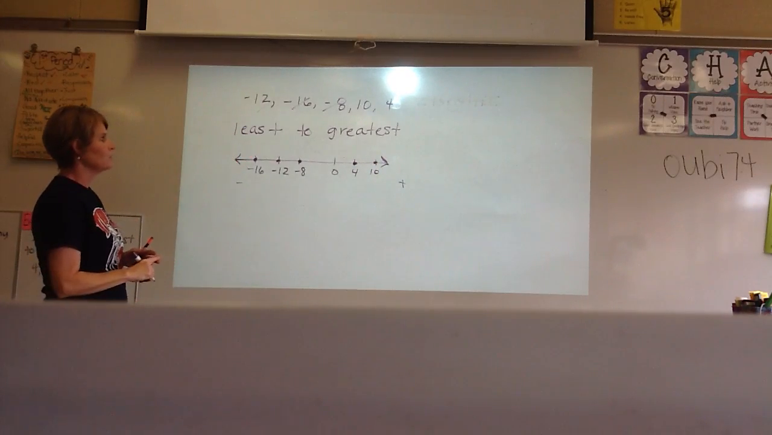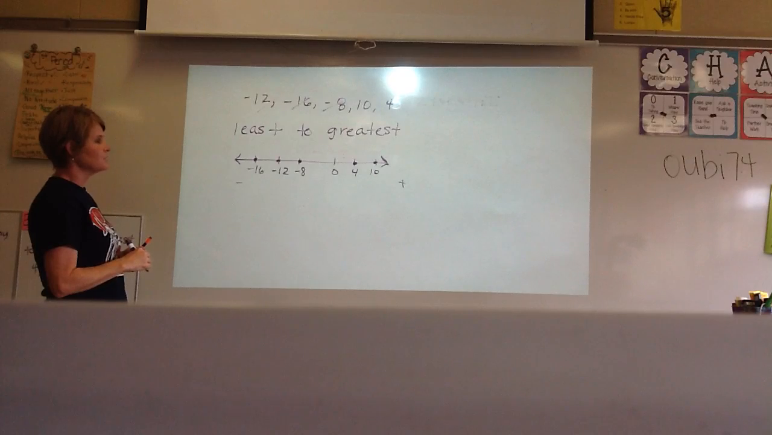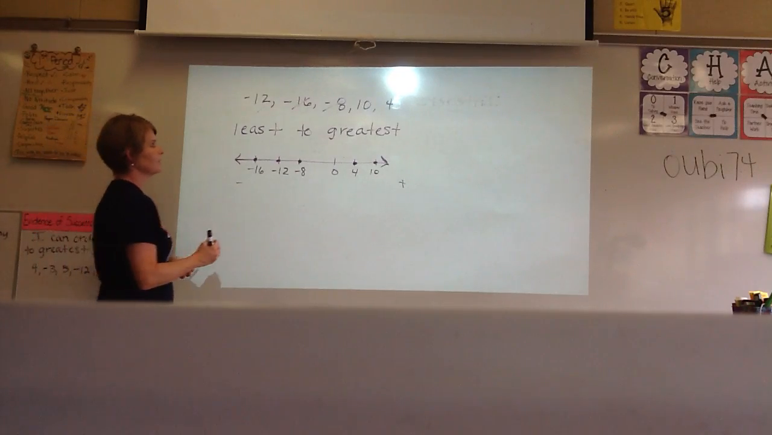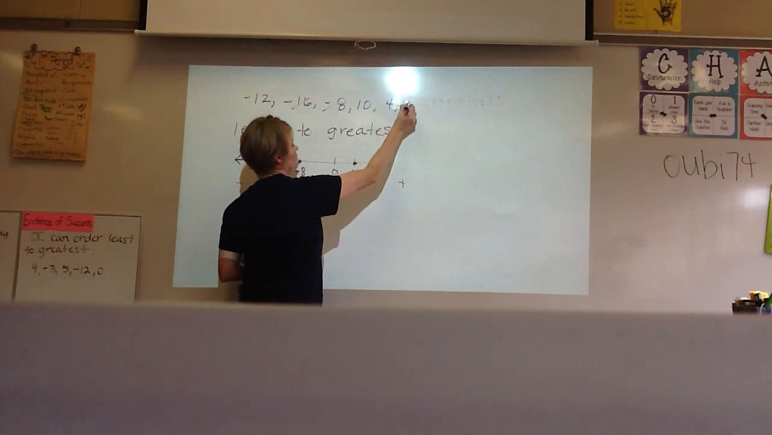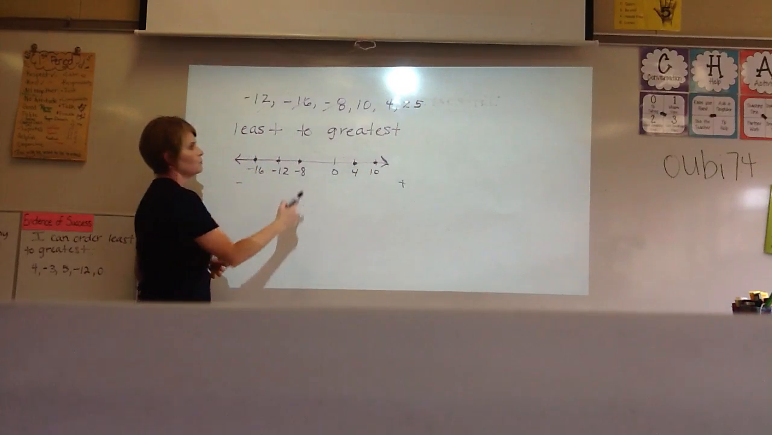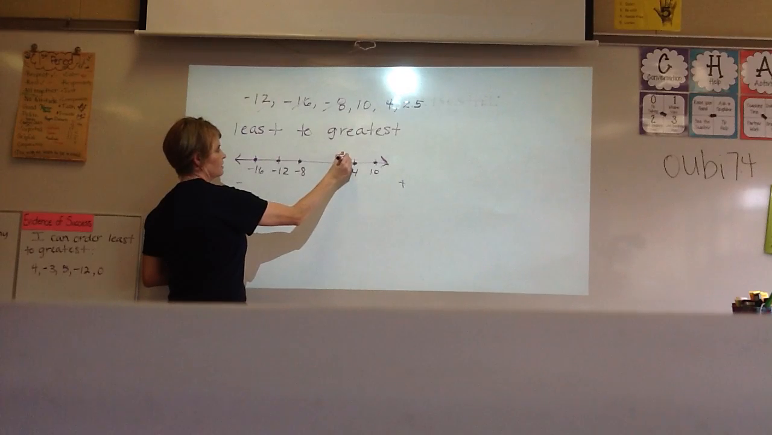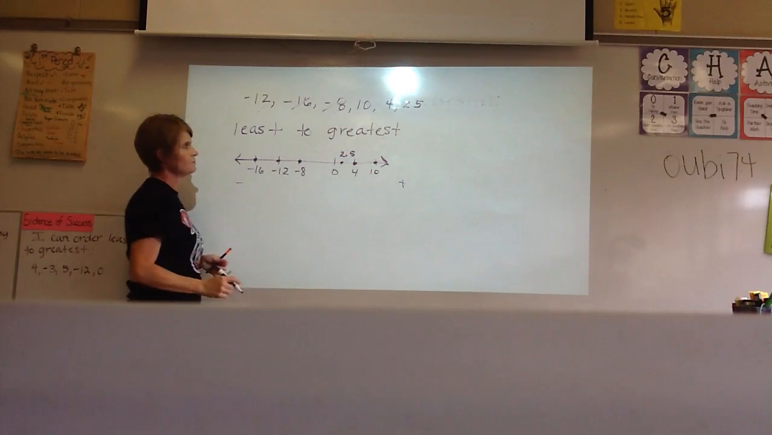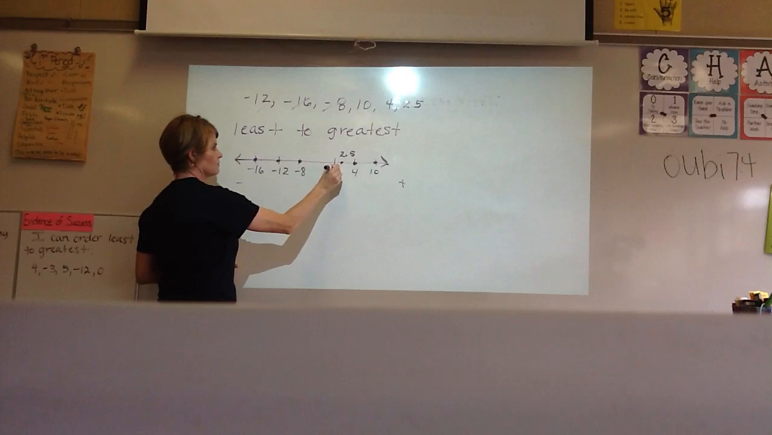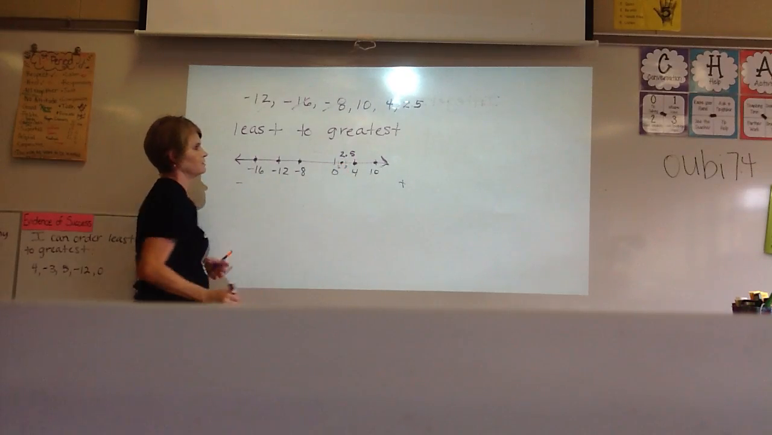And then you can throw in decimals to this also. So let's say I want to say, now where is 2.5? Well, 2.5 is somewhere between 0 and 4, so I can put it in here, like 2.5. It's not quite 2, and it's not quite 3, it's in between those two.